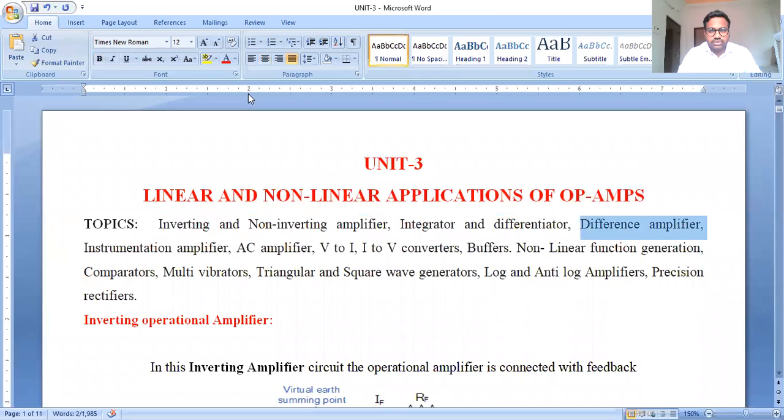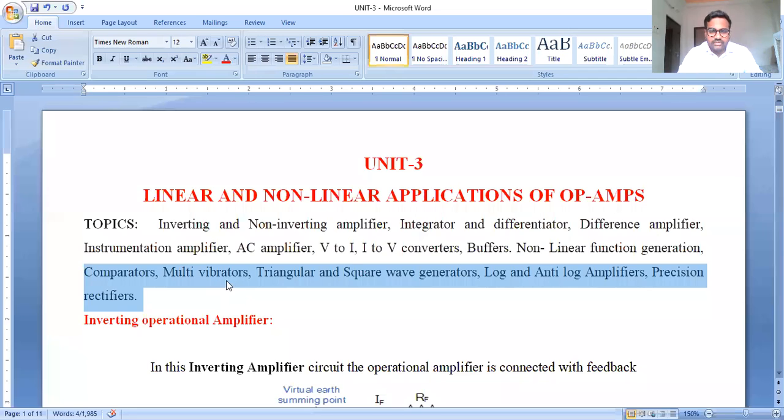We will discuss instrumentation amplifiers, AC amplifiers, voltage to current converters and current to voltage converters, buffer circuits, and non-linear function generation. We will discuss comparators, multivibrators, triangular and square wave generators, log and anti-log amplifiers, and precision rectifiers. These are the applications which we are going to discuss.